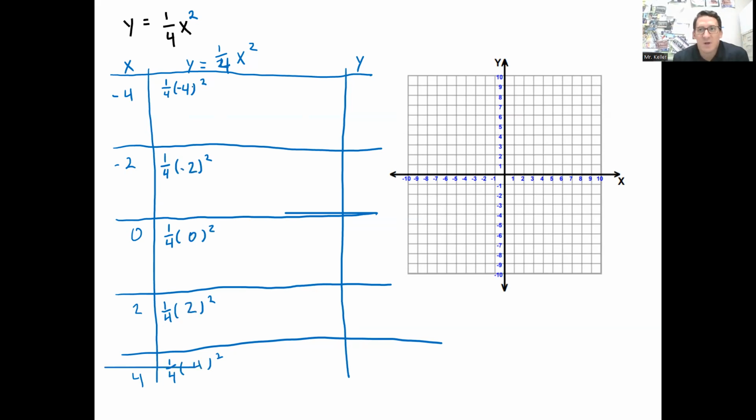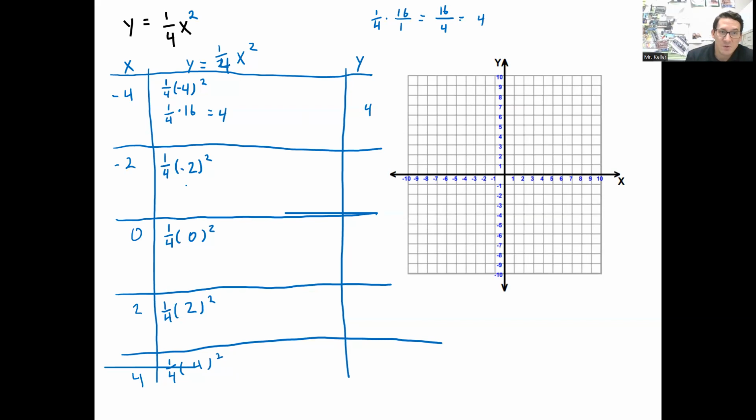So negative 4 squared, negative 4 times negative 4, is positive 16. So I get 1/4 times 16. Again, multiplying by a fourth is the same thing as dividing by 4. So 16 divided by 4 is 4. If we need to see that, 1/4 times 16, make this a fraction and multiply straight across. 1 times 16 is 16. 4 times 1 is 4. 16 divided by 4 is 4. So that's how that works, but it's just the same thing as dividing by 4 here.